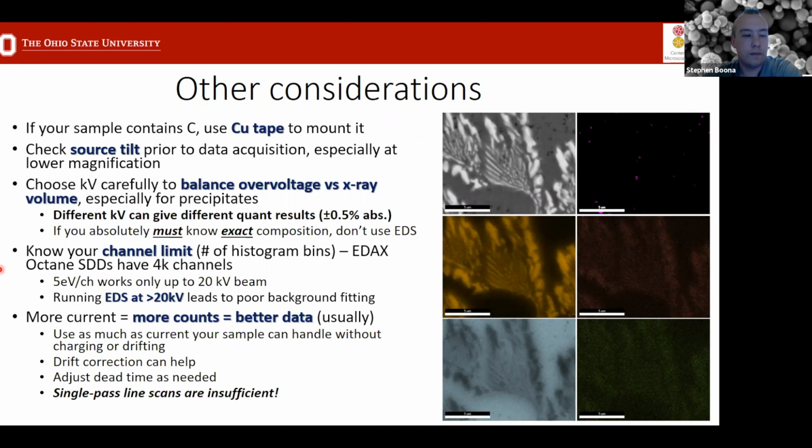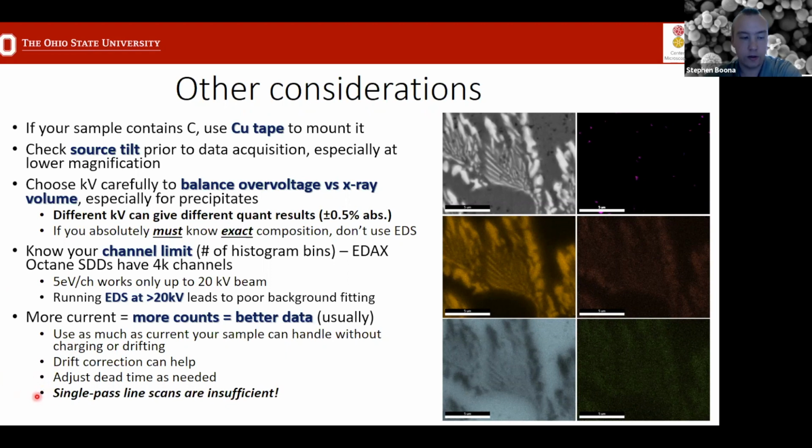Typically, to avoid running into problems where there's not enough signal to get good quantification results, it's good to get as much data as you can. There is a point of diminishing returns in that it's not always worth it to run the collection forever, but insufficient counts can be a big problem, especially for minor constituent elements in your material. So up the current if you can, and then just make sure you pay attention to the dead time.